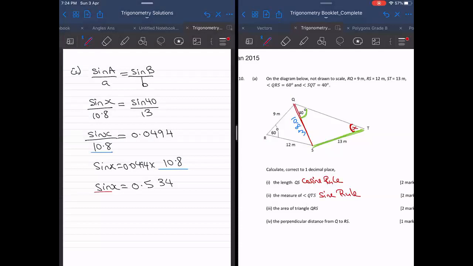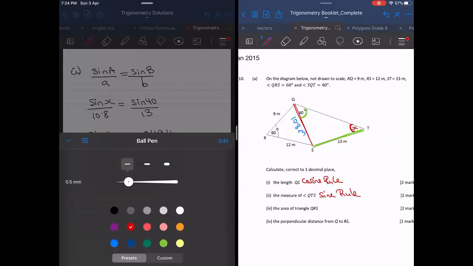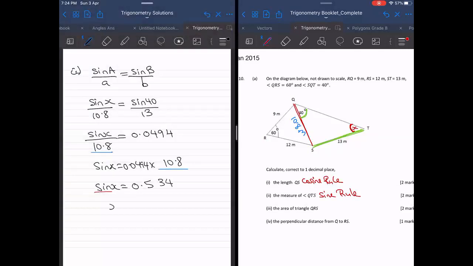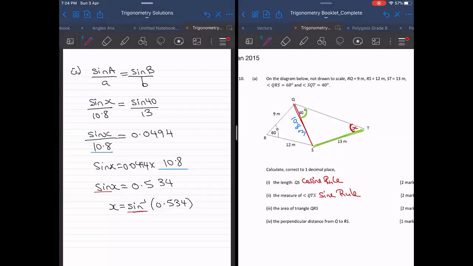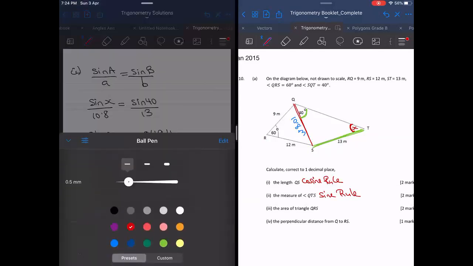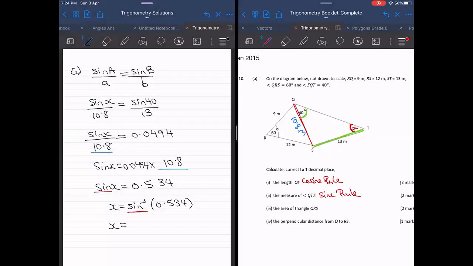And to get rid of the sine, you have to sine inverse the opposite side. So remember, guys, whenever we're finding angles, you have to use the sine inverse. So in the end it should be 32.3.